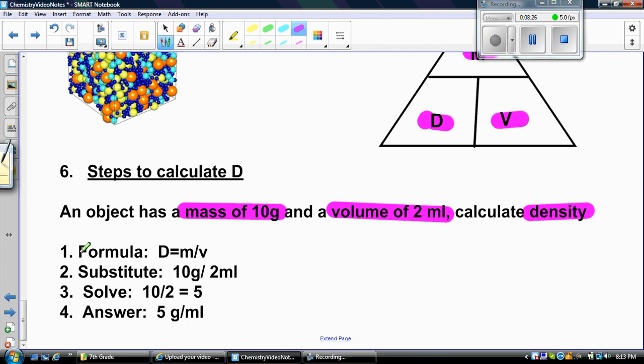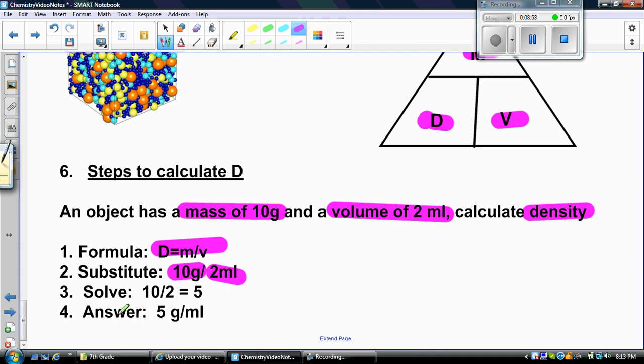So then number 1, I want to know the formula. Density equals mass divided by volume. I'm going to write the formula in so I know what to do. Then I'm going to substitute. So now I'm going to plug in my numbers to calculate density. I'm going to plug in my mass, which is 10 grams, and my volume, which is 2 milliliters. I'm going to record those in the substitute step so I know what 2 numbers I'm going to be using to divide. Then I'm going to solve. I'm going to take 10 divided by 2, which equals 5.